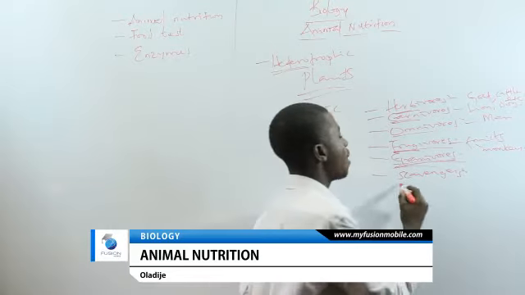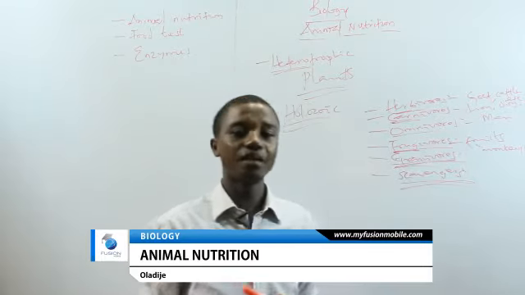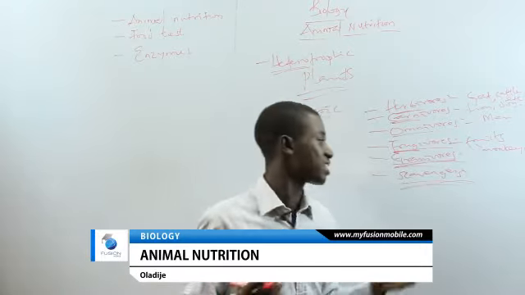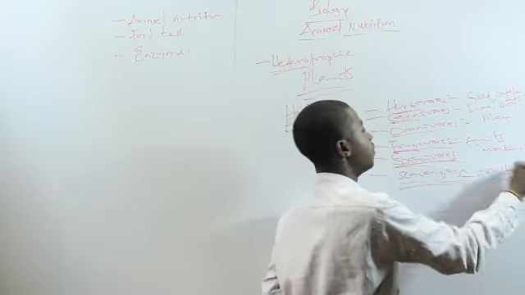And lastly, we have scavengers. Scavengers are organisms that feed on dead animals. A very good example of the scavenger is the vulture.